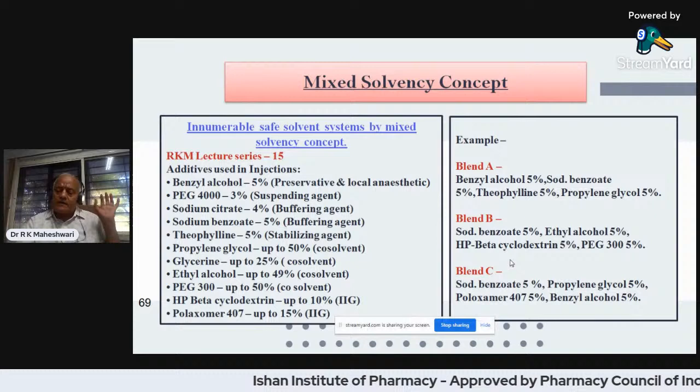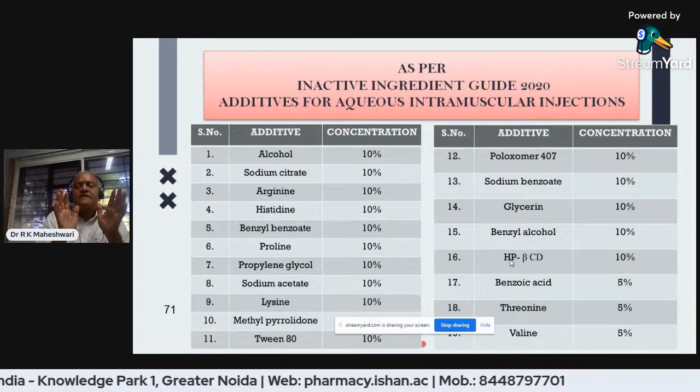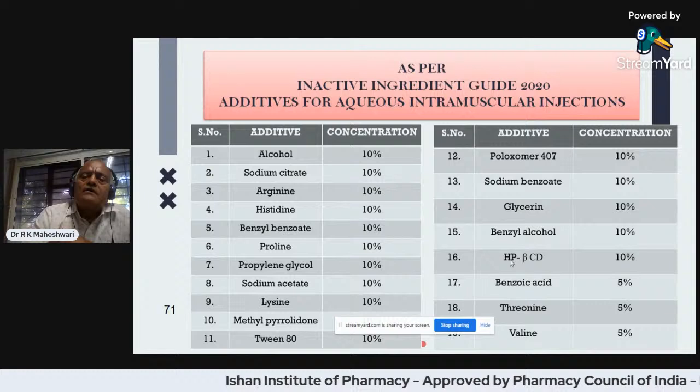This is very important to understand. Now, I would like to draw your attention to this particular slide. Again, this is the same slide which I explained in the case of mixed hydrotropic solubilization. Listen, these additives are employed safely in these concentrations as per the Excipient Guide 2020 for the development of aqueous intramuscular injections.